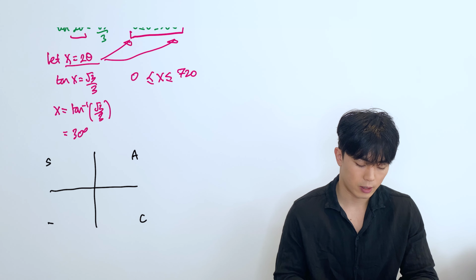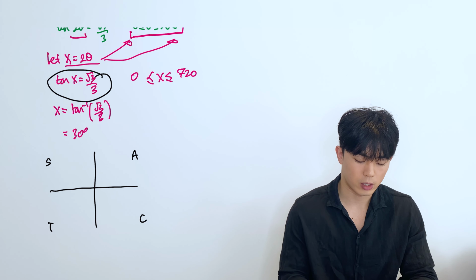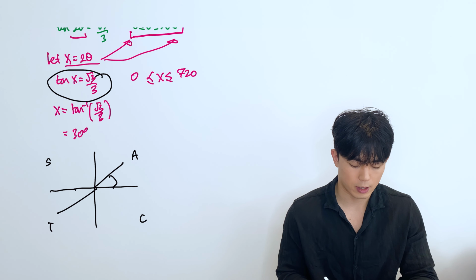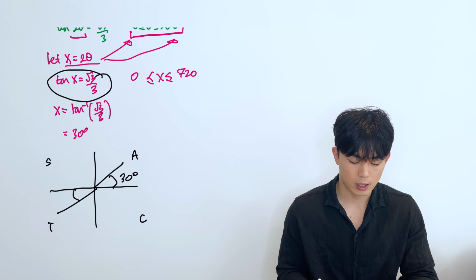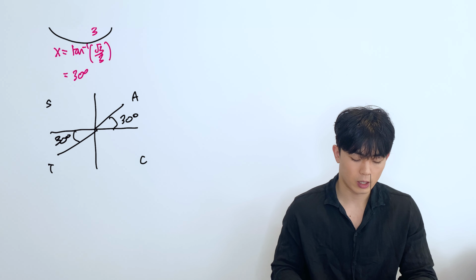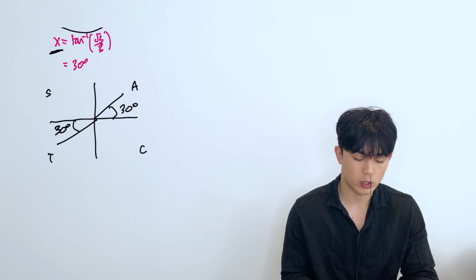CAST. Tan is a positive value here. So it's in the A section where they're all positive, and in the T section where it's all positive. But these are 30 degrees and 30 degrees. So remember, we're still solving for x, right?